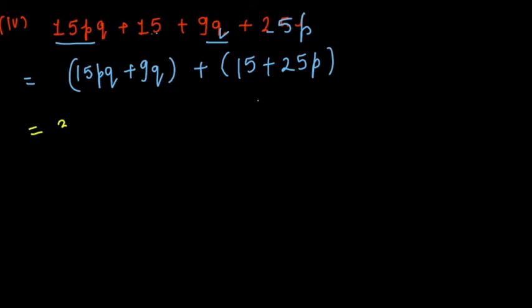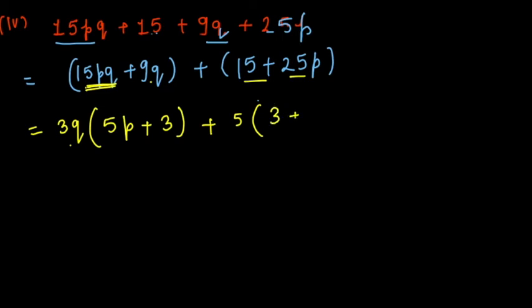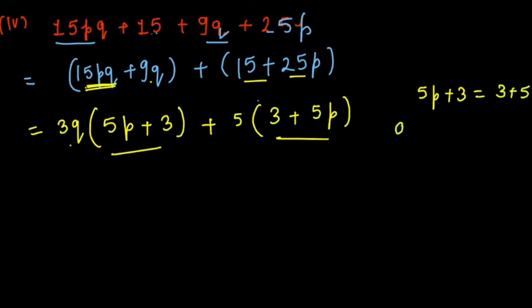What is common here? 3q, right? 15 and 9, the common factor is 3. pq and q, q I can take common. What are you left with here? 3 5s are 15, q cancelled, p, 3 3s are 9. Now 15 and 25, 5 is a common factor, 5 3s are 15, 5 5s are 25, p. Now 5p plus 3, and this is also 3 plus 5p. 5p plus 3 is equal to 3 plus 5p. That's the same thing, because we know in addition a plus b is the same as b plus a.